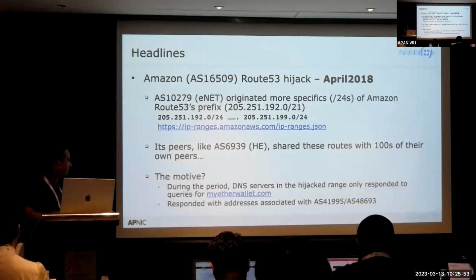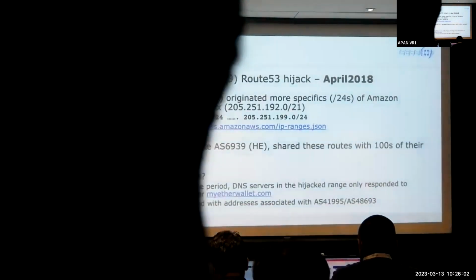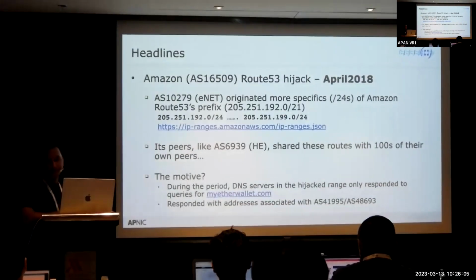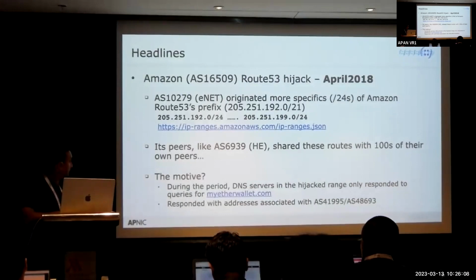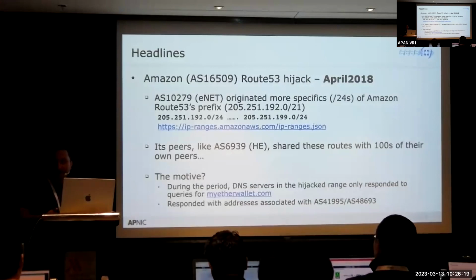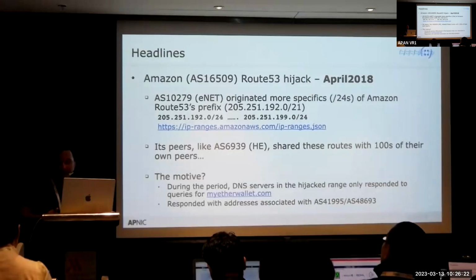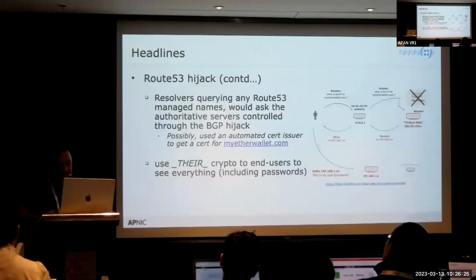During the period, the DNS server in the hijack range only responded to myetherwallet.com. I think all of you remember this incident from Amazon, right? All the DNS queries coming to those IP addresses in the /24s were actually responding with myetherwallet.com, and it was fake DNS servers that sent the answers, right? They redirected everything to MyEtherWallet, stealing the credentials of the users, right? As an example, on the attacker side, on the right-hand side, that's a totally real DNS server, right?